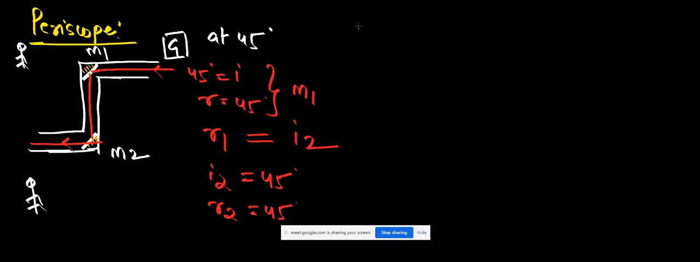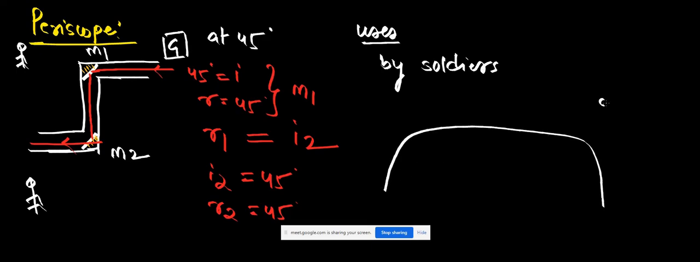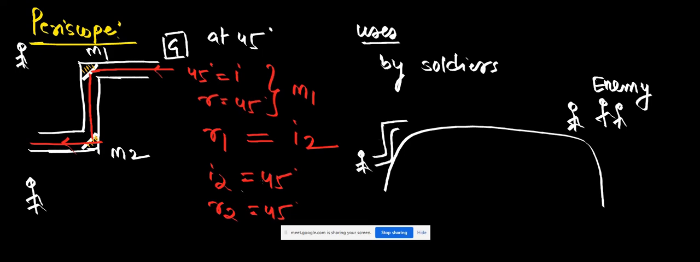So this will be used by whom? It will be used by soldiers. So what do they do? This is the war field. Maybe some enemies are attacking here. When the enemies look, they don't find any soldiers here. But where will the soldiers be? Soldiers will be hidden and using the periscope. They will be observing whether people are coming or not with the help of the periscope.